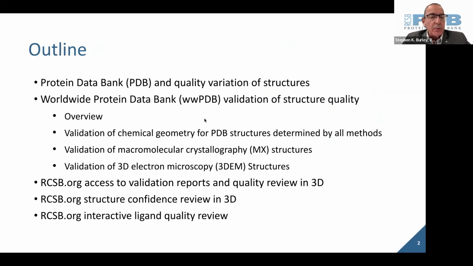And then we'll move on to some additional features that are present on our research-focused rcsb.org web portal that provide access to validation reports and quality review in 3D, review of structure confidence in 3D, and also interactive review of bound small molecule, bound ligand quality.